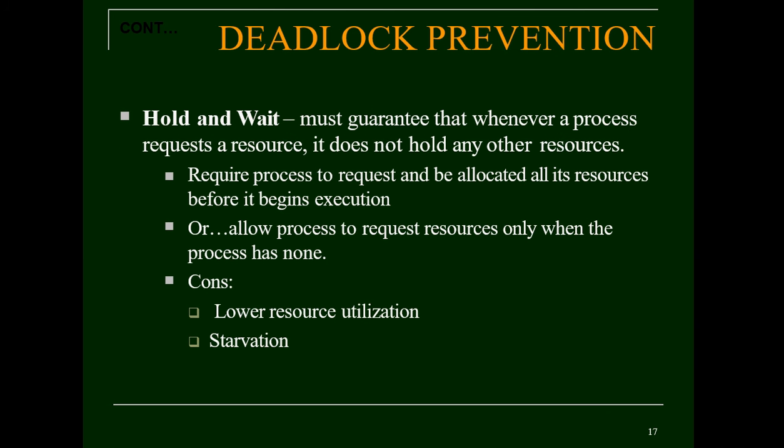The second one is hold and wait. It must guarantee that whenever a process requests a resource, it doesn't hold any other resource. For example, if we can prevent a process that holds a resource from waiting for more resources, we can eliminate the deadlock. So it requires a process to request and be allocated all its resources before it begins execution, or it allows the process to request resources only when the process has none.